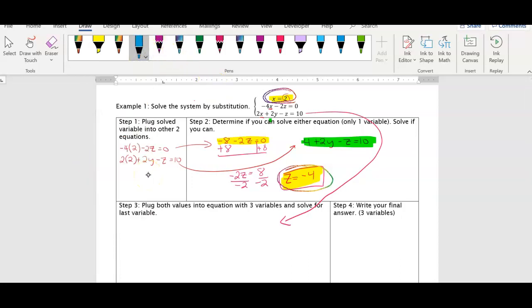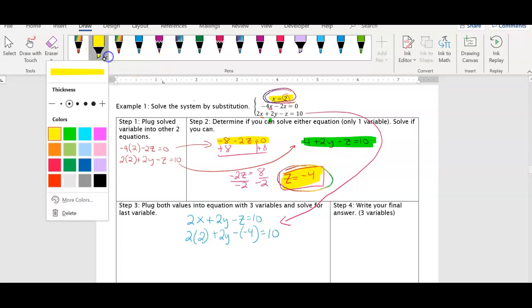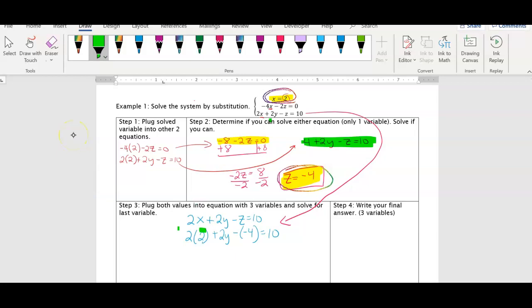So I'm going to write the equation out as it is first. And now I'm going to replace the x and the z value with the numbers that I have. So x is 2, so I'm going to write 2 times 2 plus 2y, because I don't know what my y value is, minus z, which I got -4, equals 10. So if you notice, I have two parentheses here. I have this 2 here, and I have this -4 here. So I need to get rid of the parentheses next.